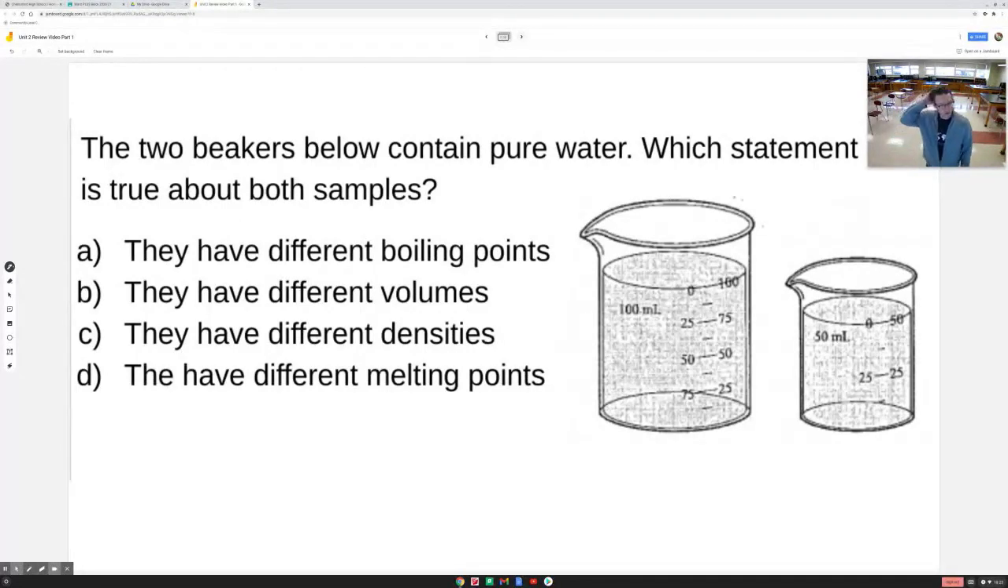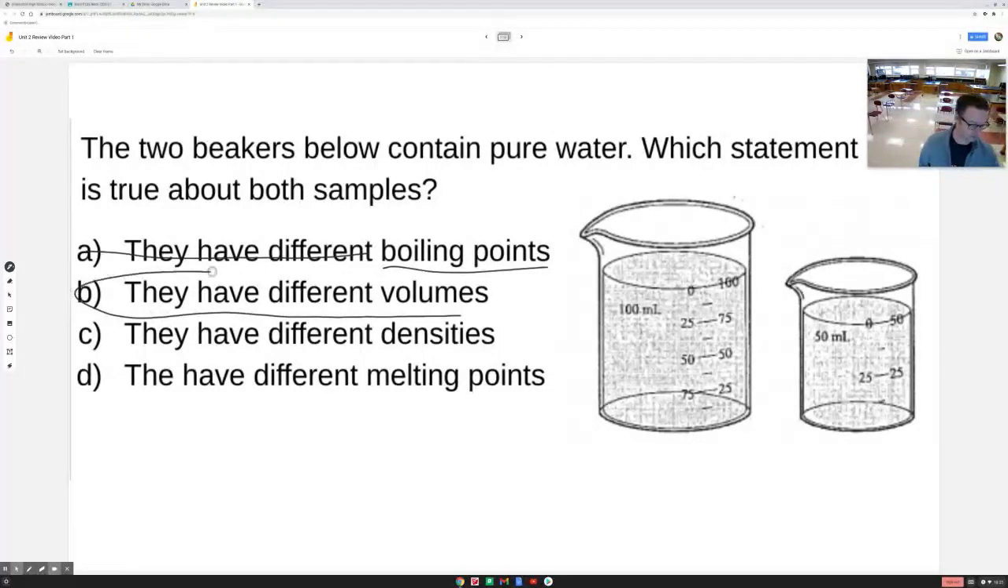Okay, here's 2 beakers. If they both have pure water, what is true about both samples? Well, boiling point is what's called an intensive property. Water boils at 100 degrees Celsius. Doesn't matter if you have a small amount or a large amount, the boiling point doesn't change.